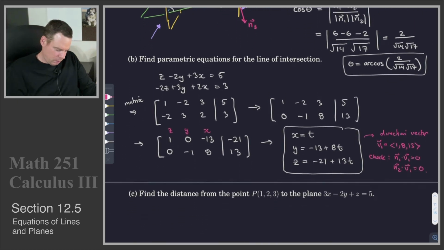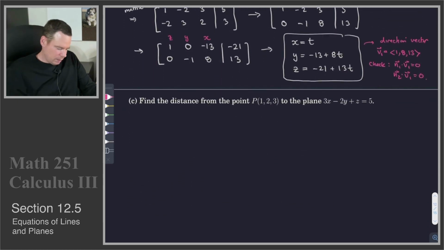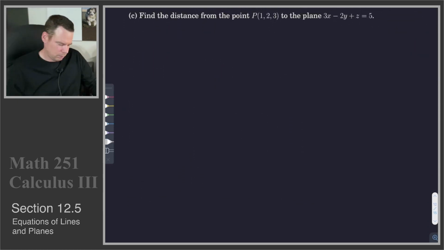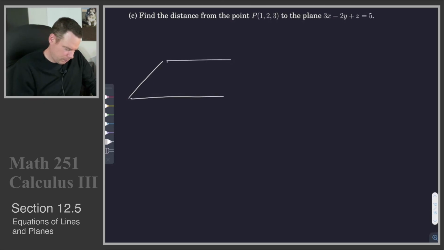All right, let's have a look at the last example. We want to find the distance from this point to the plane. So let's start with a picture. We've got our point P. It's not on the plane. You can check that just by plugging the values 1, 2, and 3 for x, y, z into the equation of the plane, and you won't get the value of 5 coming out. So that's not a point on the plane.